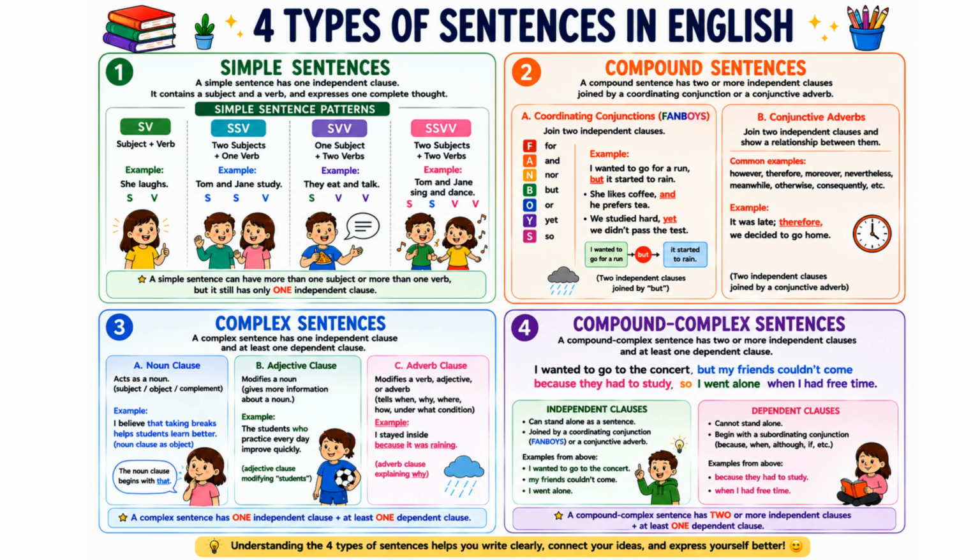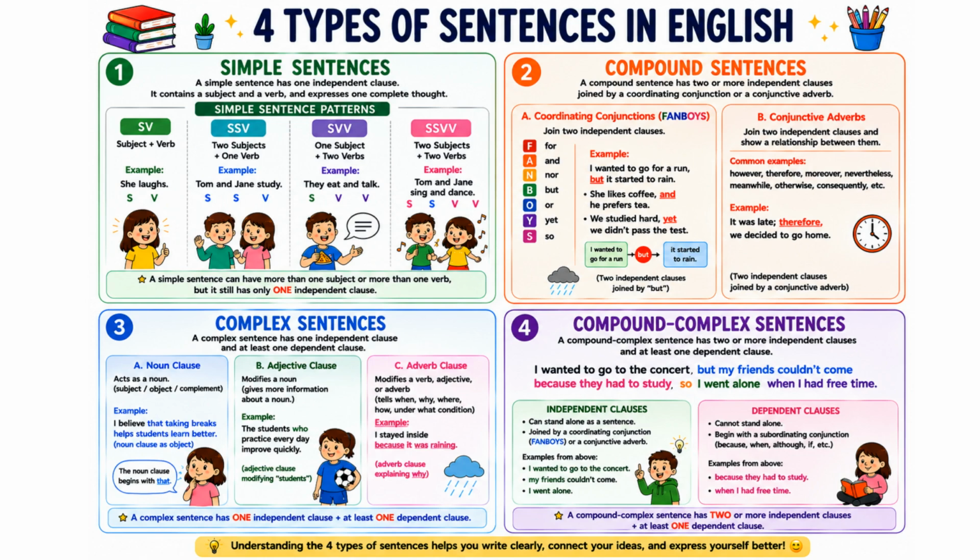So here's my easy trick for remembering everything. Simple equals one independent clause. Compound equals two or more independent clauses. Complex equals one independent clause plus one or more dependent clauses. Compound complex equals two or more independent clauses plus one or more dependent clauses. Once you understand the difference between independent and dependent clauses, these four sentence types become much easier.